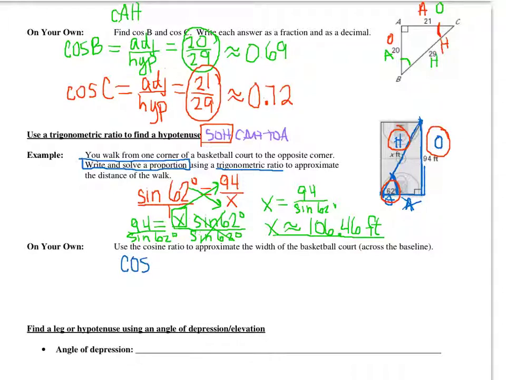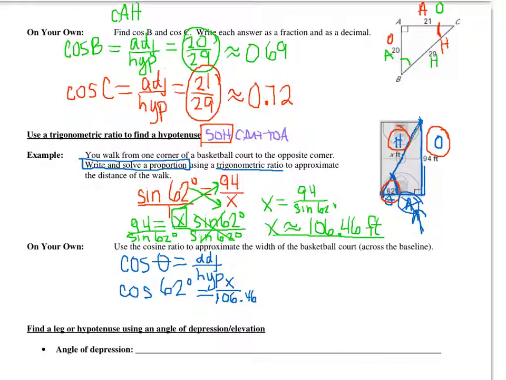the cosine of an angle equals adjacent over hypotenuse. So I know my angle, it's 62 degrees, so we can say the cosine of 62 degrees equals, I'm trying to find my adjacent side really. If I'm looking for the length across the baseline, didn't we identify it right here? That was our adjacent side. So that's our unknown, x, over the hypotenuse we found up above, 106 and 46 hundredths.